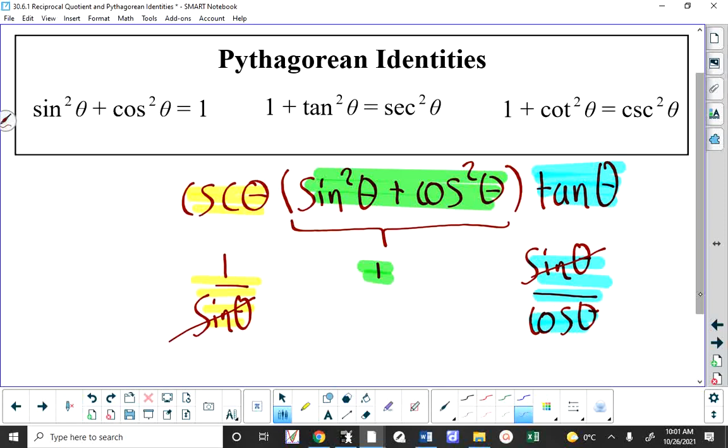You're left with 1 over cosine of theta. You're left with secant of theta. This is equal to secant of theta. That's the kind of work we're doing. You want to change the appearance of things to turn them into something simpler.